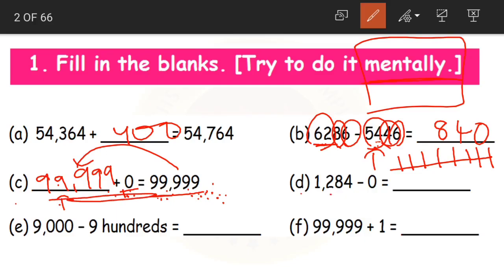Now coming to question number D. 1284 minus 0 is equal to dash. Now what are we doing from 1284? We are removing 0. 0 means what? Nothing, right? We are not taking anything. So what will the answer be? The answer will be the number itself, 1284. Yes, children? 1284 minus 0 will give us the same number, 1284.